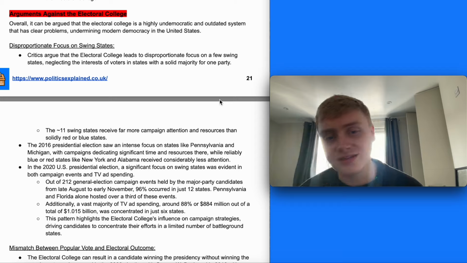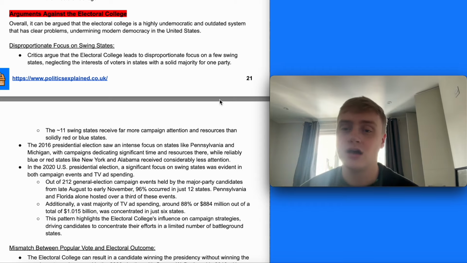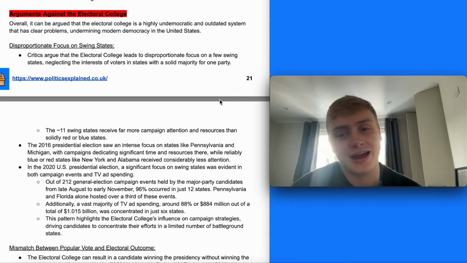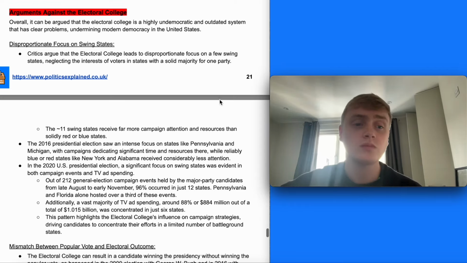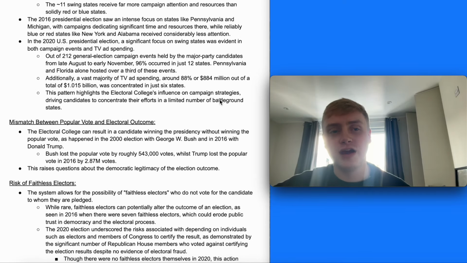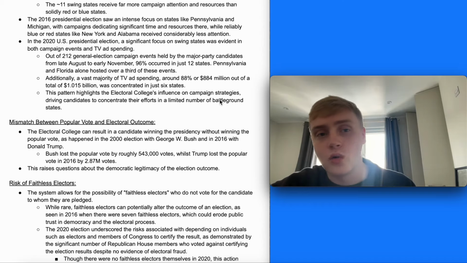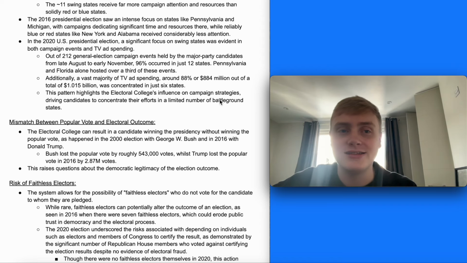The around 11 swing states receive far more campaign attention and resources than solidly red or blue states, where the candidates feel like they've either already lost or already won and their campaigning isn't really going to matter. The 2016 presidential election saw an intense focus on states like Pennsylvania and Michigan, with campaigns dedicating significant time and resources there, while reliably blue or red states like New York or Alabama received considerably less attention.